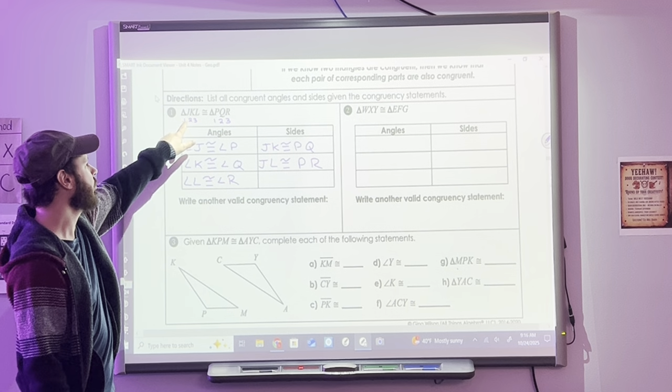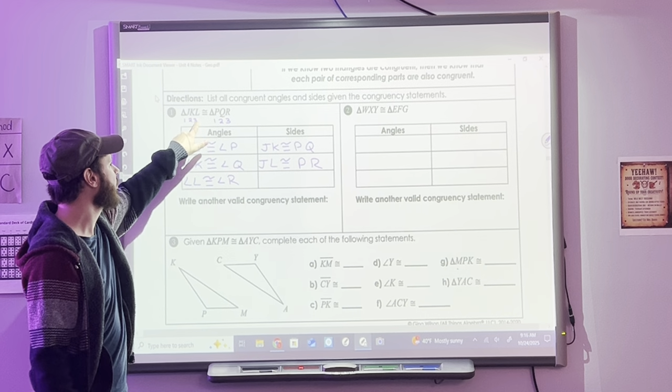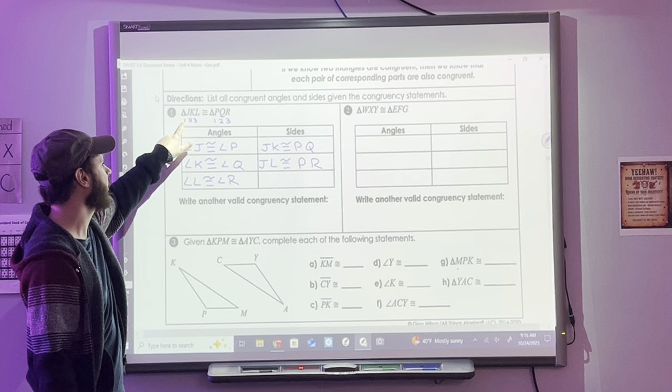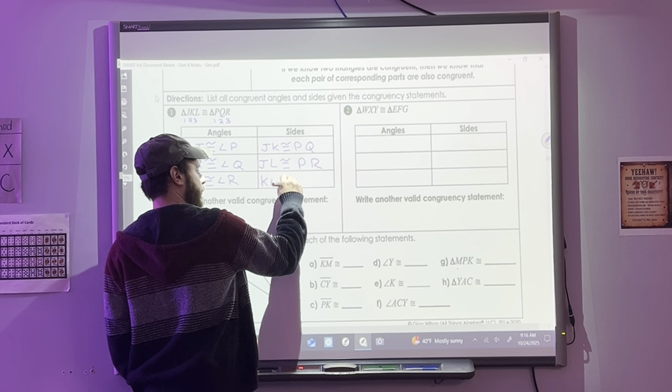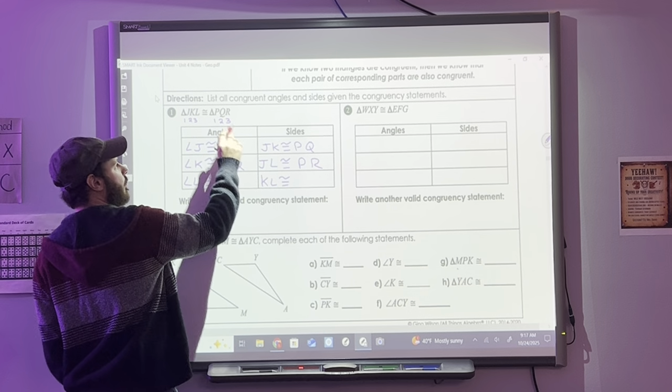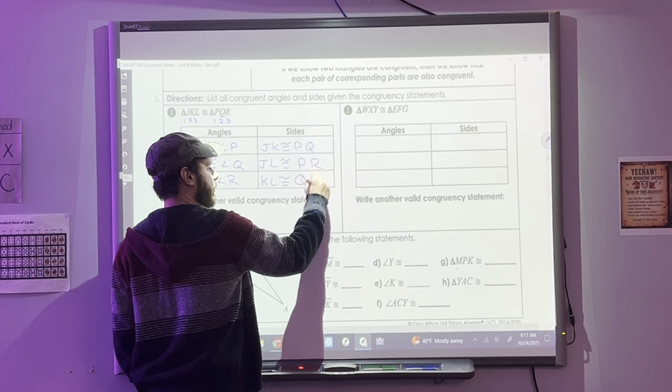I've done 1, 2 here. I've done 1, 3 there. My only other thing left to do is 2, 3. KL is congruent to the other 2, 3. QR.